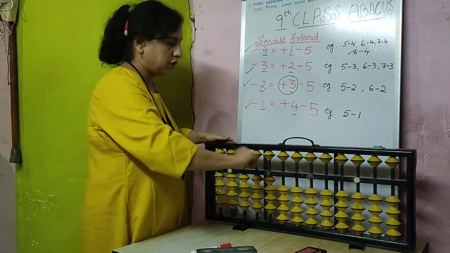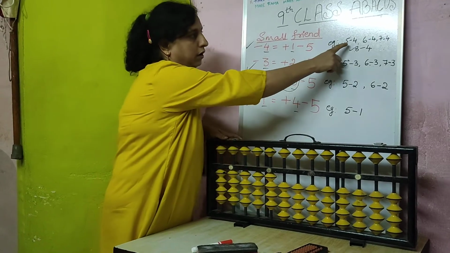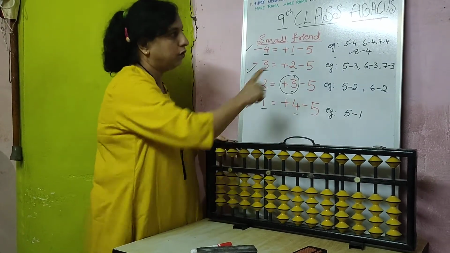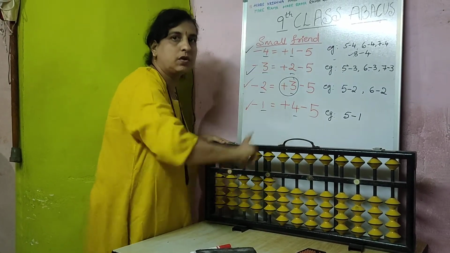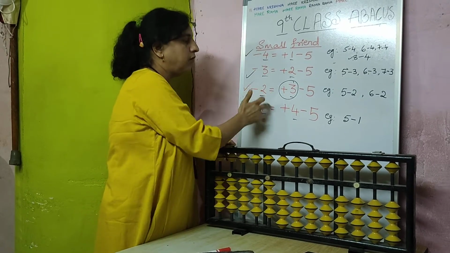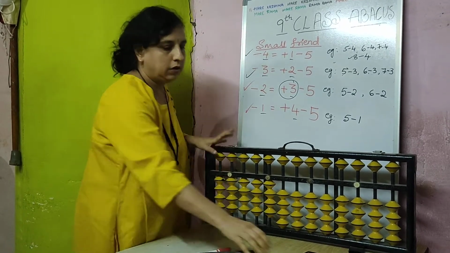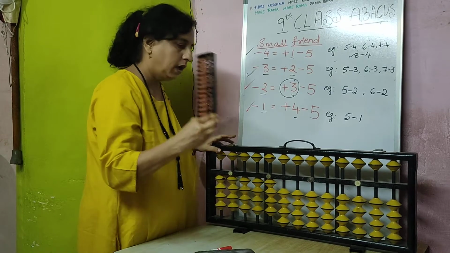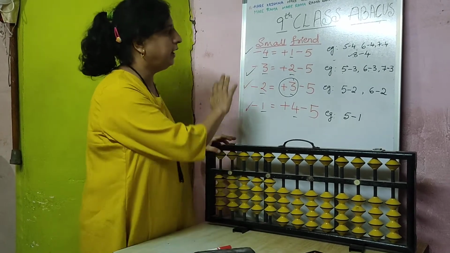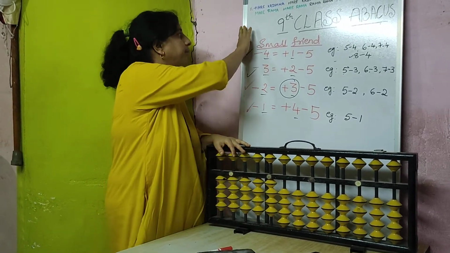10 times. You just set it to 0. Set this 5 everywhere. Do minus 4. How will you do minus 4? Plus 1 minus 5 plus 1. Like this, these all 4 formulas you have to practice in your small abacus. After that I will give some sums for you.